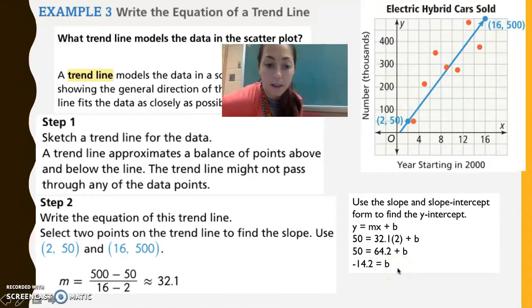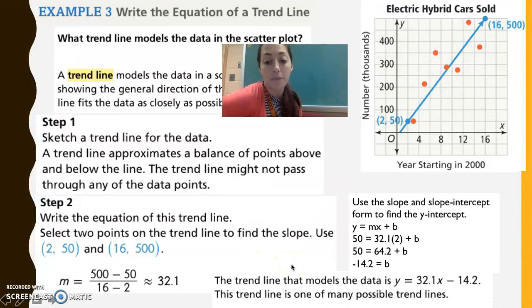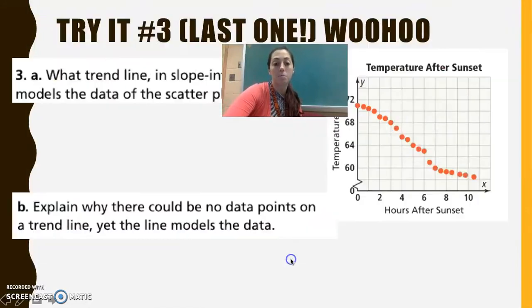Now all I've got to do is write the equation of my trend line that fits this data. My trend line that models the data is y equals 32.1x minus 14.2. The trend line is one of many possible trend lines. That is not the only answer. You'll see that your slope and your y-intercept will be close to whatever answer I give you.